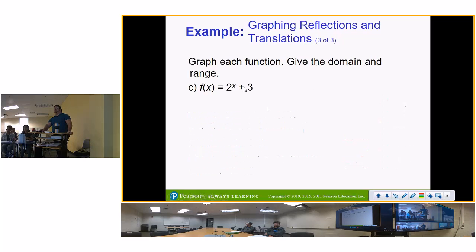Next, they're going to give you a vertical shift. So that means you're going to move the 0, 1, 1, 2, 3. It's going to be at 0, 4 now.